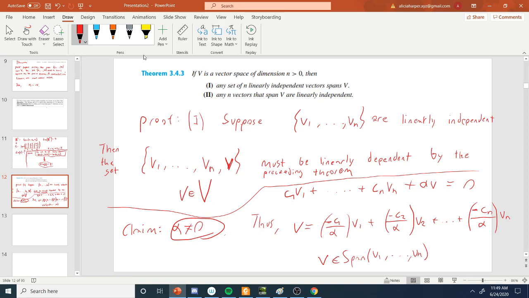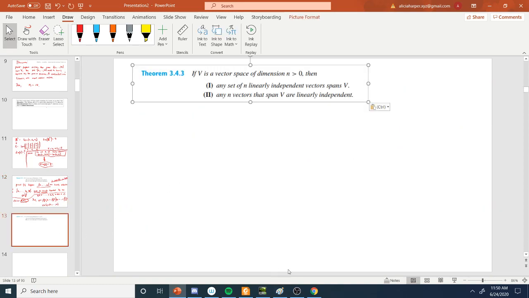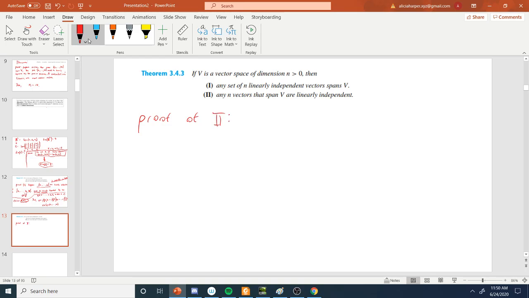So this original set of n vectors actually spans the vector space. And since we know it to be linearly independent, it follows that the set is actually a basis. So that completes the proof of statement 1 here. Now let's look towards a proof of statement 2. So what we need to show is that any set of n vectors that span V are linearly independent.